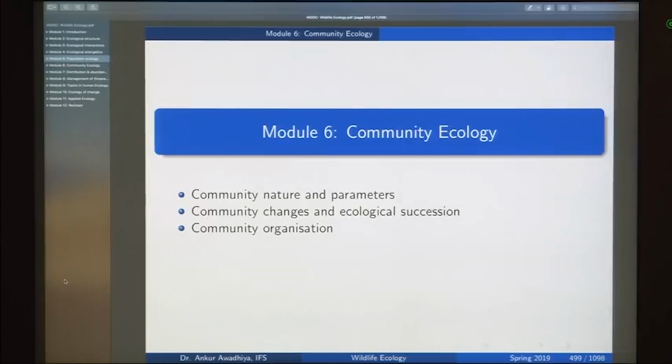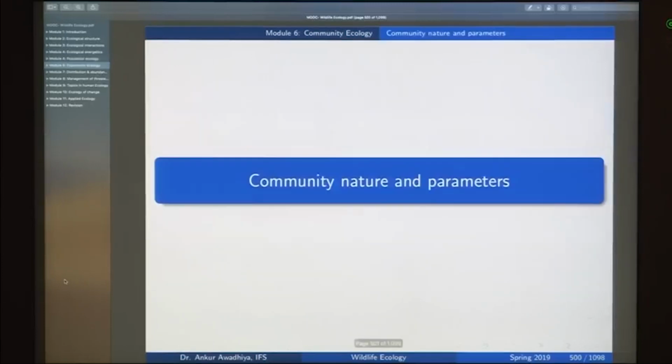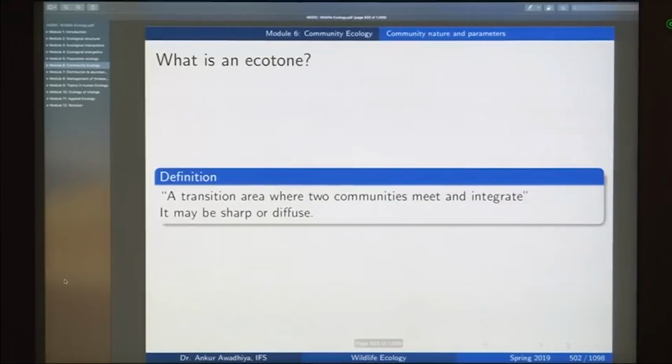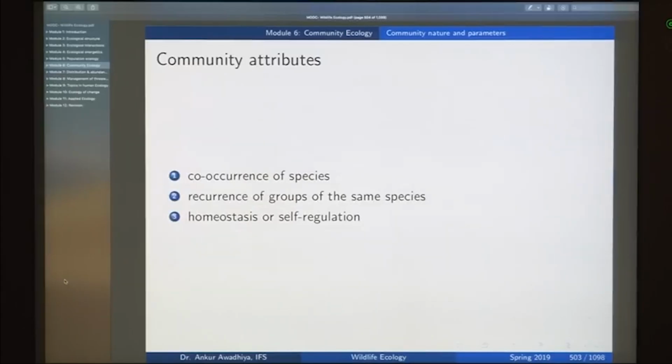Next, in the 6th module, we looked at community ecology. So, we began with community, nature and parameters. Community is an assemblage of populations of different living organisms that are living in a prescribed area or habitat, and the transition area where two communities meet and integrate is known as ecotone, which can be sharp or it can be diffused. Then we looked at community attributes.